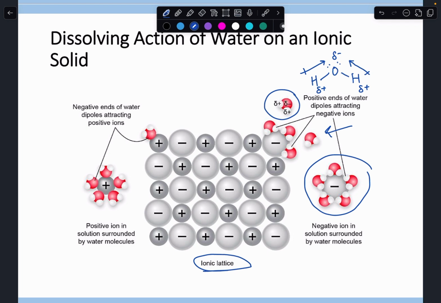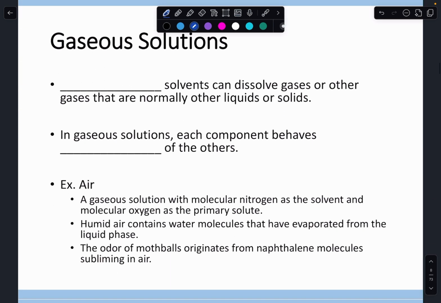So this is the ion-dipole interaction. And then the same thing happens if we look at the left side of this image. The negative ends of water, which is really the oxygen, is attracted to the positive ions in solution. Eventually they will surround the ions, and that's what occurs in solution with an ionic compound. Okay, so that was a little bit about liquid solutions. We'll certainly talk more about them. But next we have gaseous solutions.